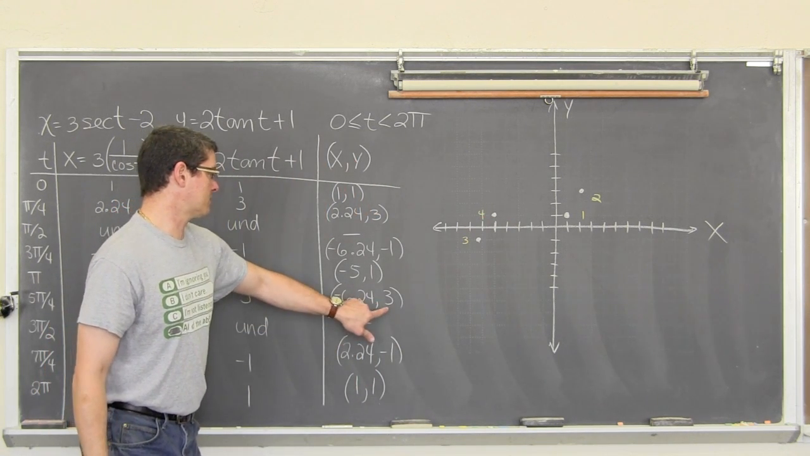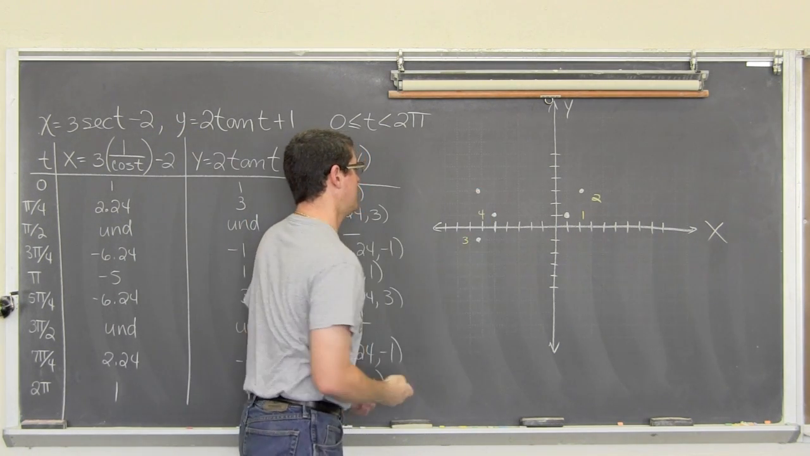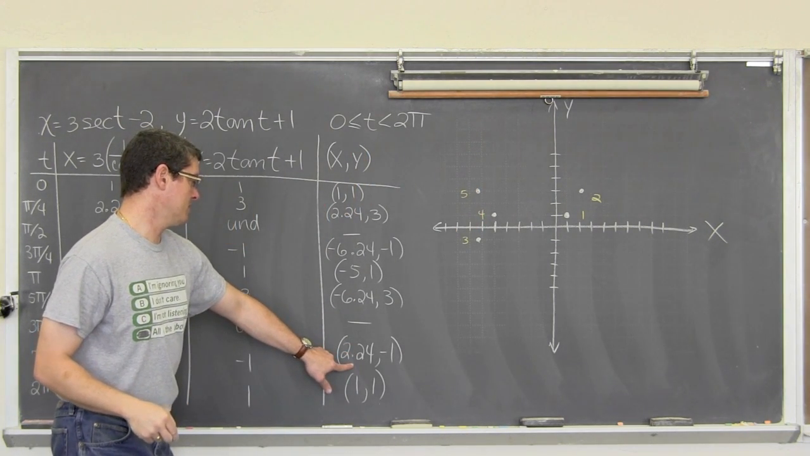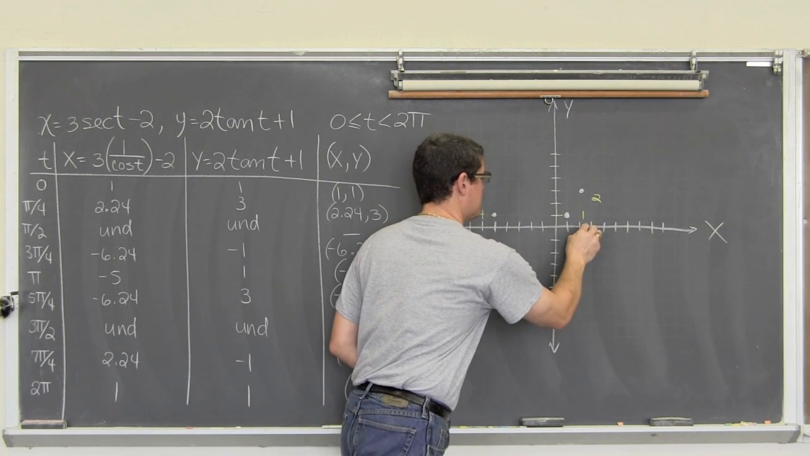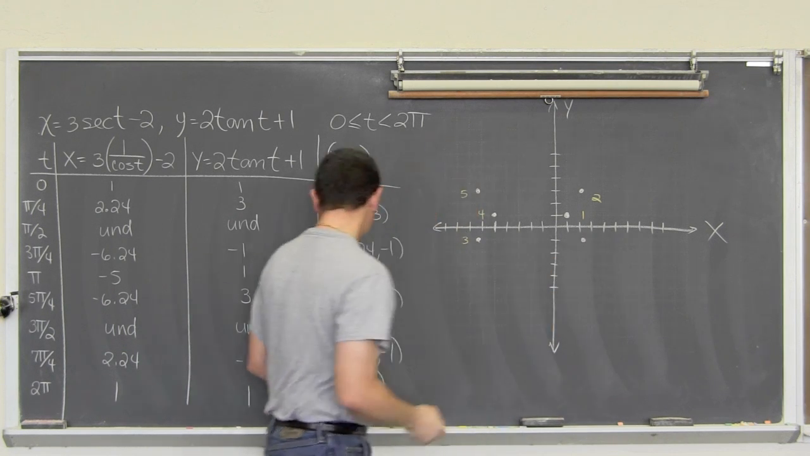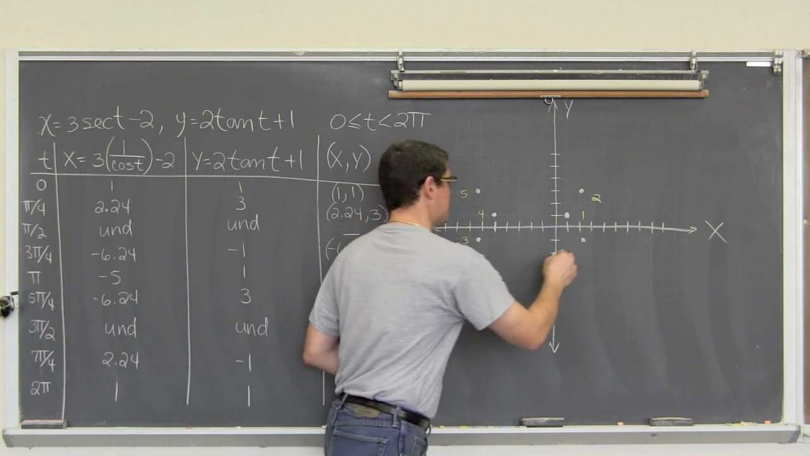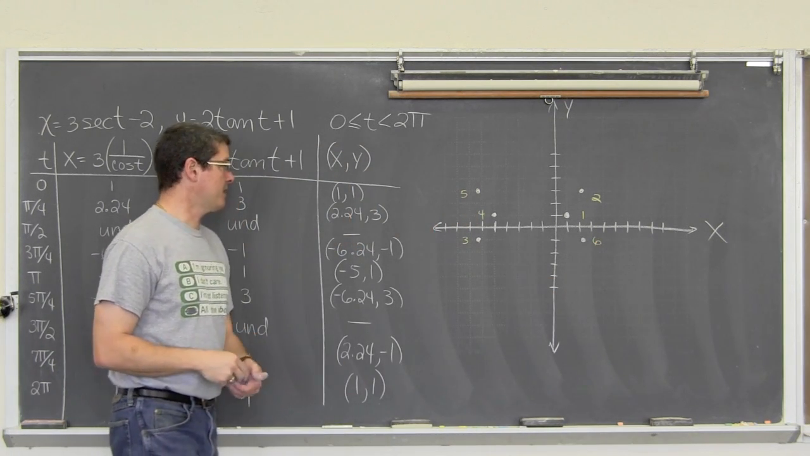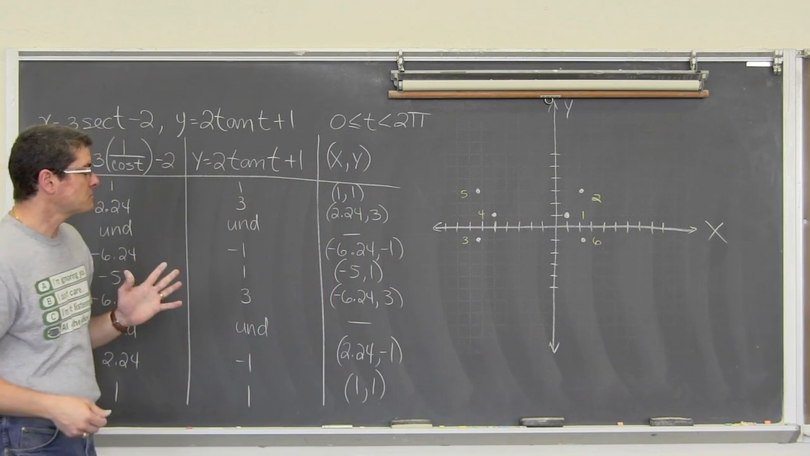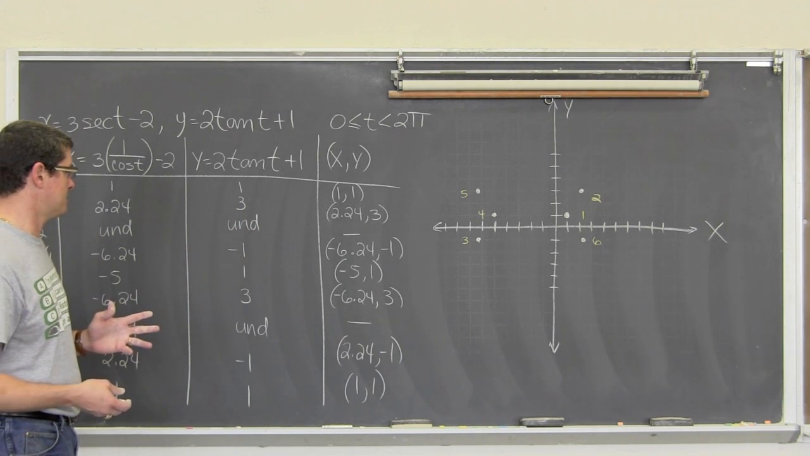Negative 6.2 and 3. That's the fifth point that I plotted. Skip to 2.2 and negative 1. That was the sixth point that I plotted. And then finally at 1, 1, which we're right back to where we started from. So this is a case where it's really a good idea that I numbered these.